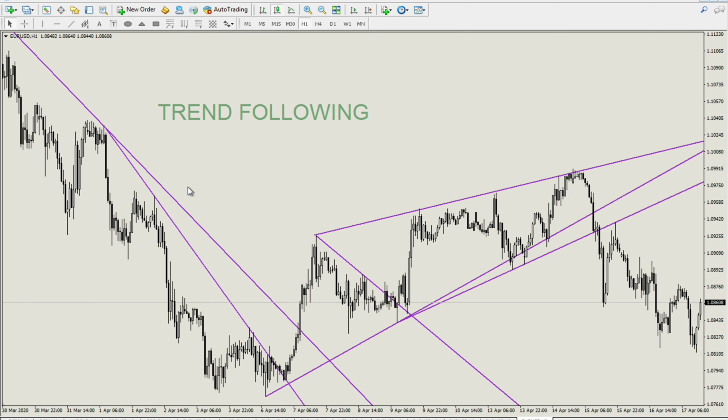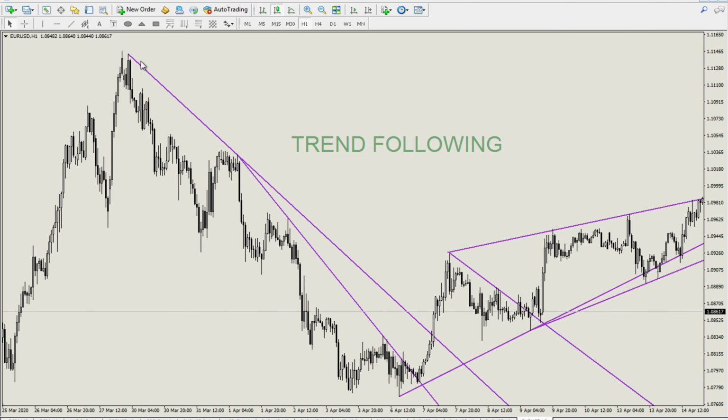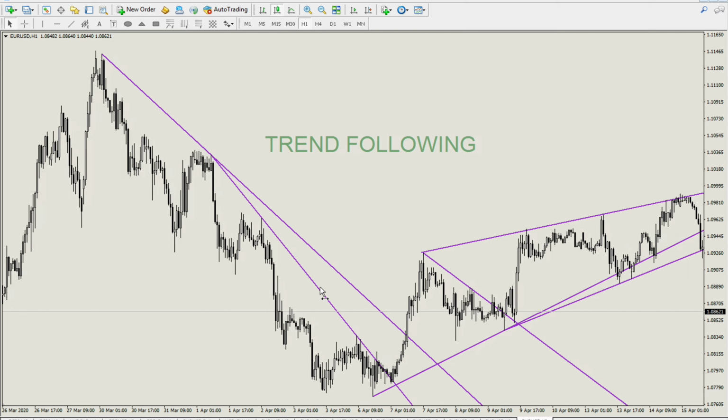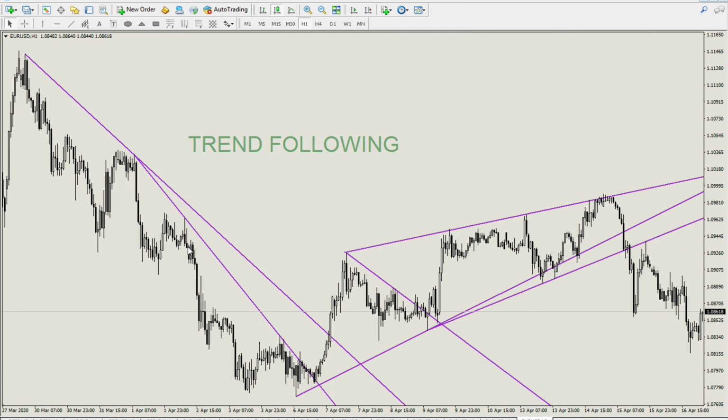So with trend following, what we do, we look for lower lows, lower highs, lower low, lower high. And then we connect highs together, and we have the trend lines. As you can see, this is a beautiful trend line here. That's one, and that's second one.